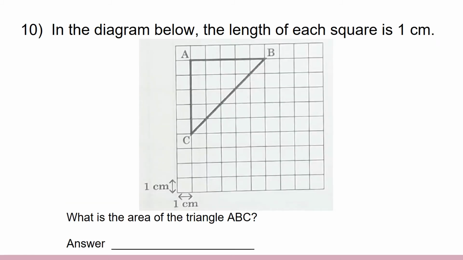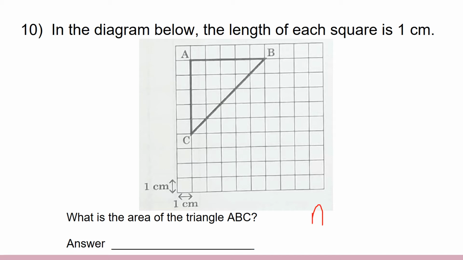Question 10. In the diagram below, the length of each square is 1 centimeter. What is the area of the triangle ABC? Now, the first thing I'm thinking, what is the formula to find the area of a triangle?